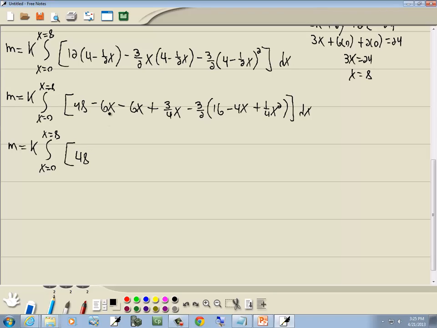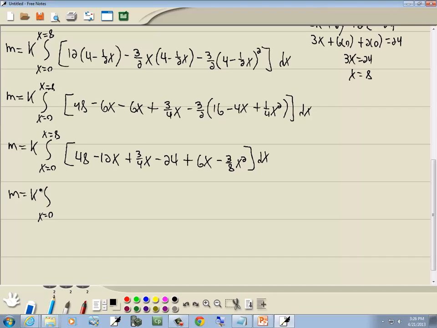So I got 48, negative 6x is negative 12x plus 3/4 x minus 3/2 times 16 is 48 over 2, which is 24. 48 over 2, 24, yeah. Negative times negative is positive. 3 times 4 is 12, divided by 2 is 6, so that's plus 6x. 12/2, yeah. Minus 3/8 x squared dx. Let me double check that. 12 divided by 2 is 6. Okay, minus 3/8. Yeah, that looks good.